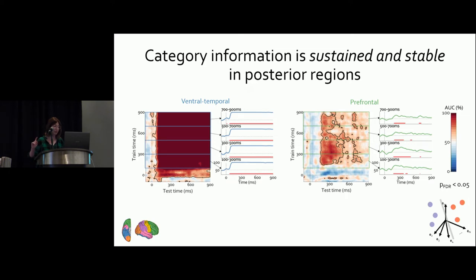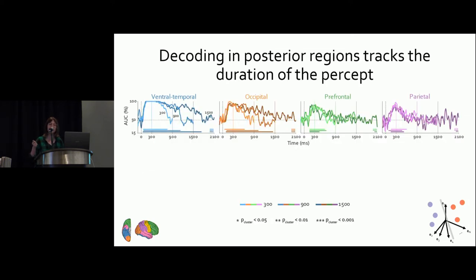But we have another test left, because if this information signal really corresponds to perception, then we expect to see different information dynamics for stimuli in different durations. So we repeated this analysis, this time using stimuli of each duration separately. In all of these panels, the brightest color corresponds to decoding of the 300 millisecond stimulus, and the darkest color to the longest, 1500 millisecond stimulus.